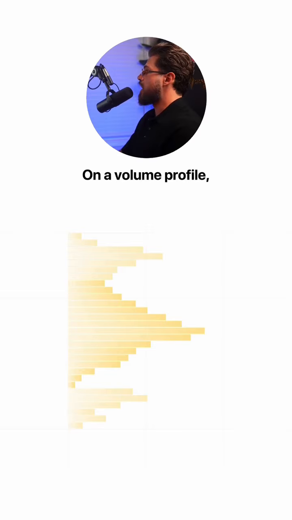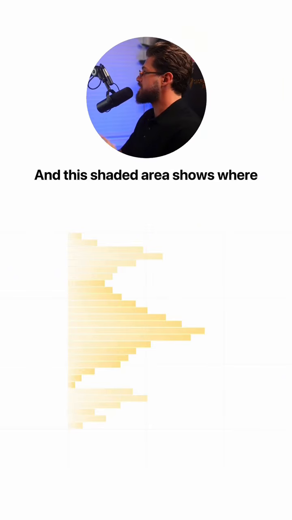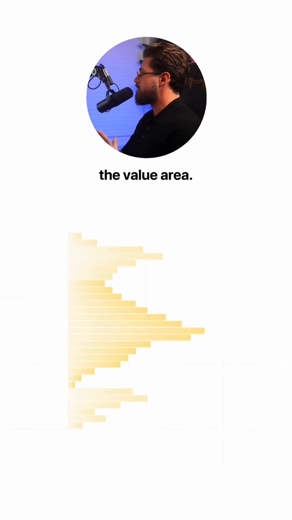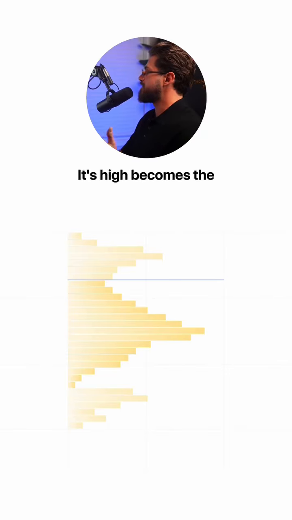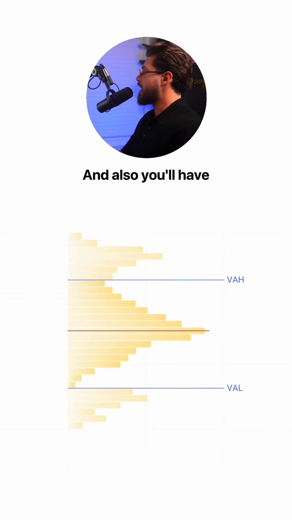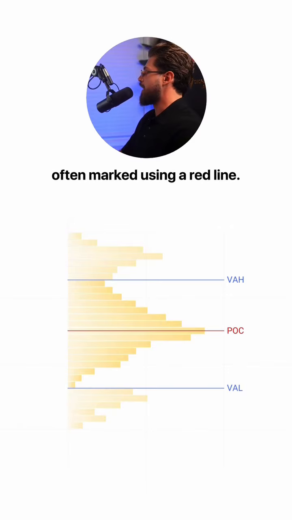On a volume profile, you'll see that there is a shaded area. And this shaded area shows where 70% of the volume was traded, and this is what we call the value area. Its high becomes the value area high, and the low is the value area low. And also, you'll have a point of control where the most volume was traded, often marked using a red line.